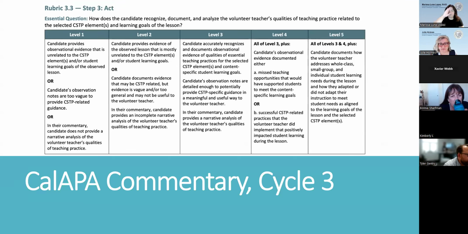Okay. So rubric 3.3 ACT level 3. That's meeting the CAPE, right? That's meeting the California Administrator Performance Expectation. They accurately recognize and document observational evidence. The candidate observation notes are detailed enough to potentially provide CSTP guidance. And in their commentary, the candidate provides a narrative analysis of the volunteer teacher's qualities of teaching practice. So again, motivation, skills, and tactics, what they did when working with that teacher that they are coaching.